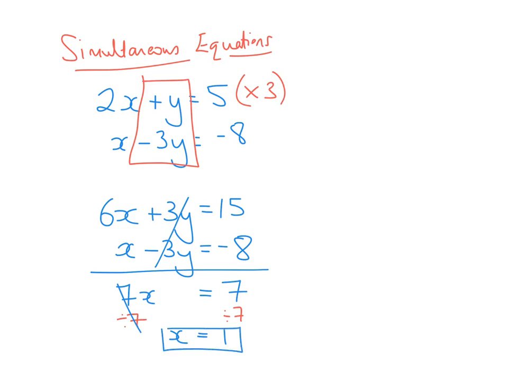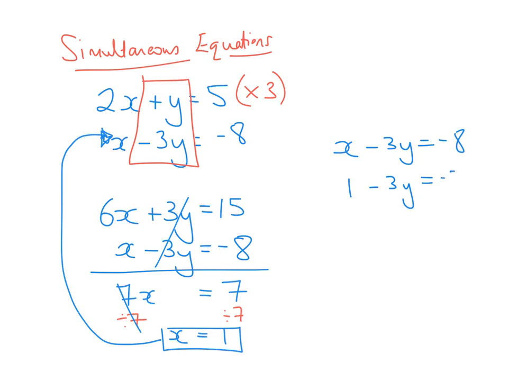But we're not finished yet, because remember we need a value for x and a value for y. So whatever you get for x or y, you're going to substitute it back into one of your equations. It doesn't matter which one you pick. I'm just going to go with this one here, but if you pick the other one, you'll still get the same answer. So I'm going to sub it into x minus 3y is equal to minus 8. That's going to give me 1 minus 3y is equal to minus 8. I'm going to get rid of the 1 first of all. Remember, we always get rid of the things that aren't multiplying or dividing the y.